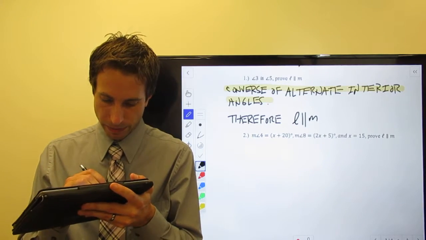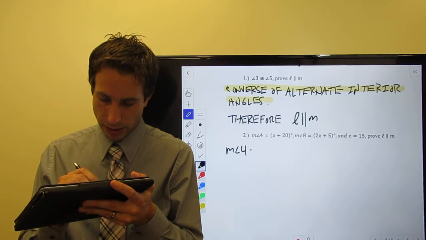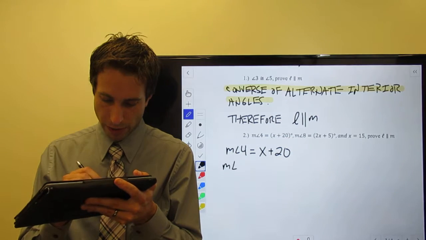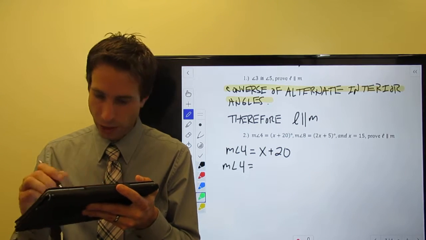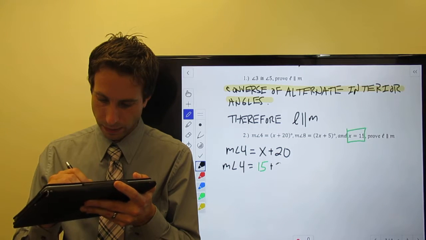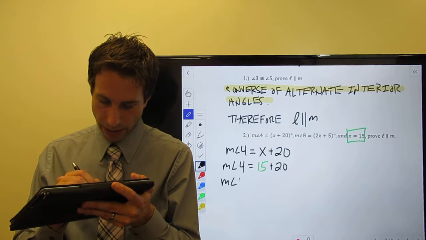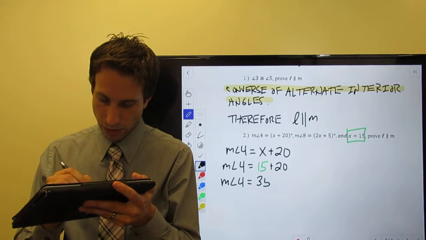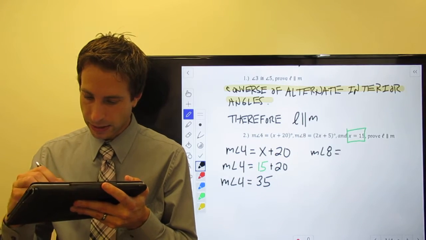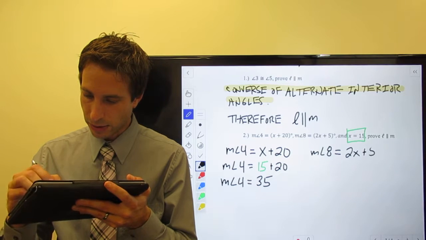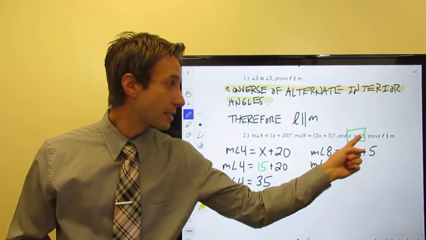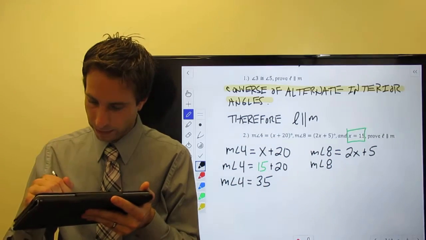The measure of angle 4 is equal to x plus 20. So the measure of angle 4 is equal to, please notice, x is 15. So the measure of angle 4 is equal to 35. Here we go. Measure of angle 8 is equal to 2x plus 5. Keep going. Measure of angle 8. I know what x is. It's 15. Plug it in.